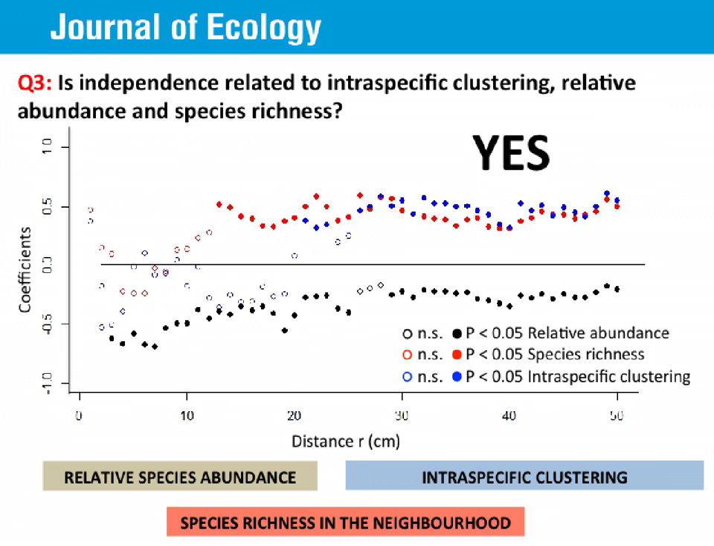In this case, they were negative, but significant at all scales. That means that the more abundant a species is in the plot, the less likely to be independent. In other words, the more abundant, the more likely to establish associations with other species.